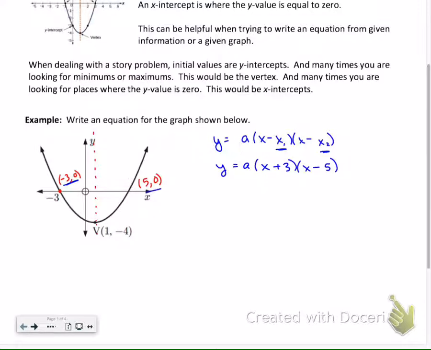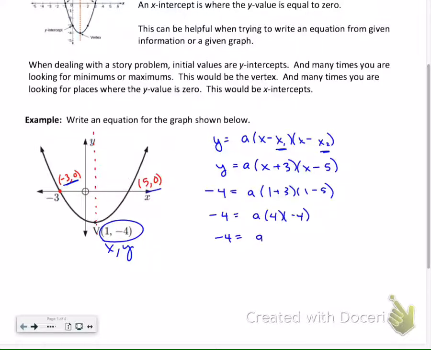So how do I figure out what a is? Well, I've got a point right here. This point is an x and a y. Plug in that x and y, and then solve for a. So this is going to be a times 4 times -4, a times -16, and then a is not 4. You have to divide both sides by -16. a is going to be 1/4, or 0.25. So you could write the equation y equals 0.25 times (x plus 3)(x minus 5).